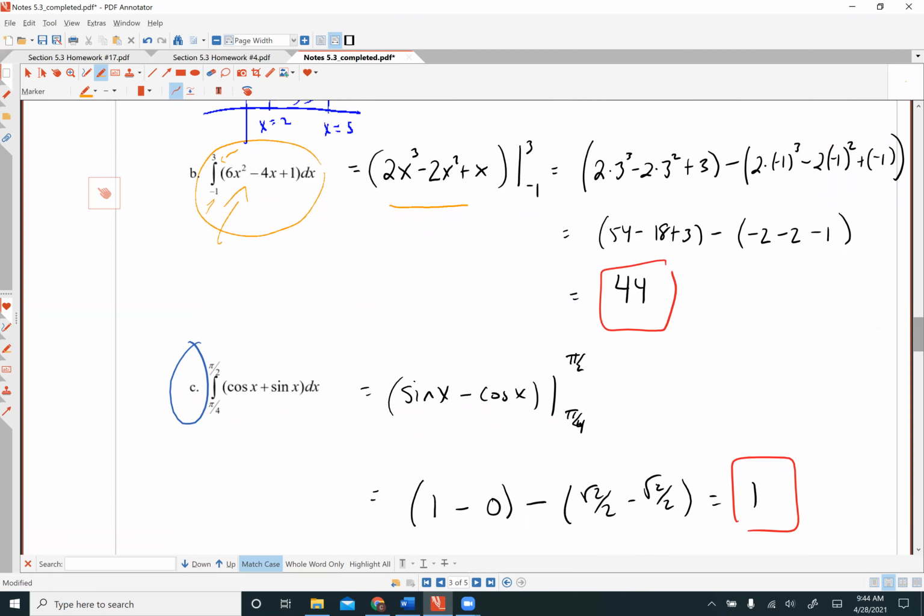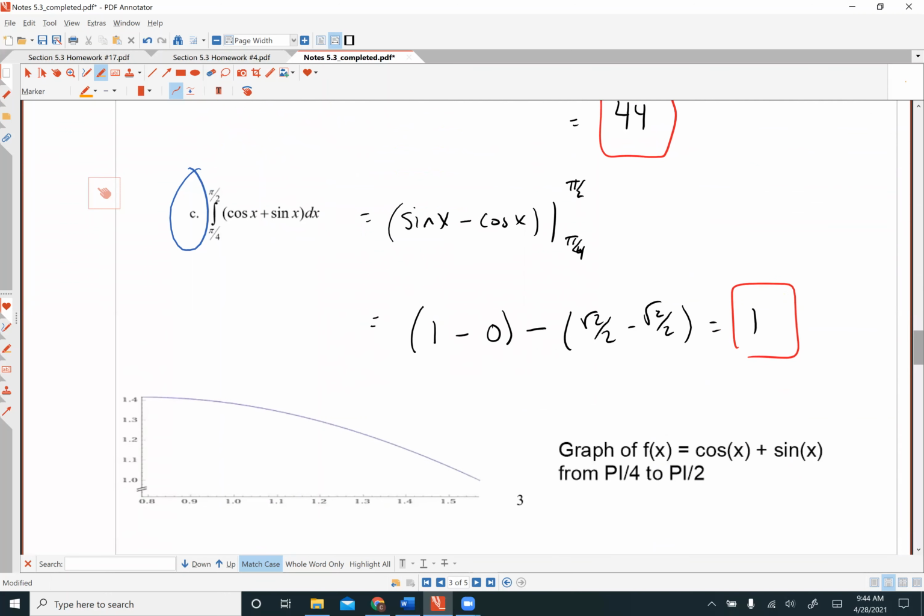Let's look at one more. Even for that parabola, estimating with rectangles is not necessarily that easy. But let's do problem C there. Now, what's the area under the curve of cosine plus sine of x? I did get a graph of it, it's kind of elongated. I got it from another website and I'm trying to fit it in. We want to know the area bounded by the curve cosine of x plus sine of x from pi over 4 to pi over 2.